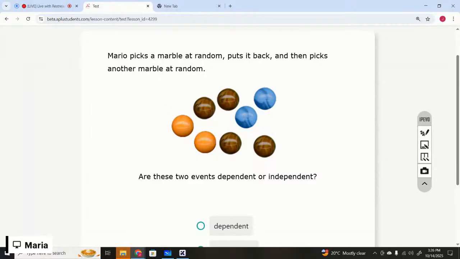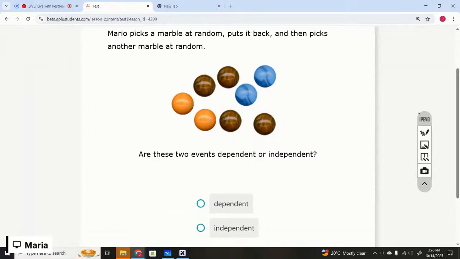Mario picks a marble at random, puts it back, and then picks another marble at random. Are these two events dependent or independent? They are independent events.